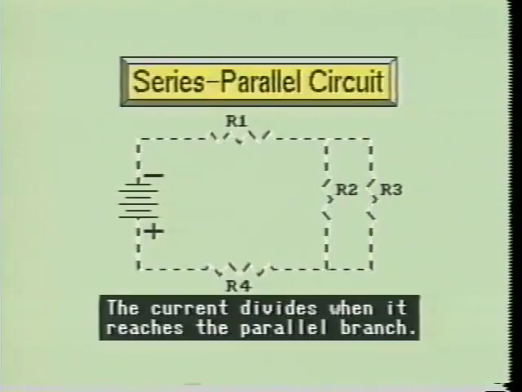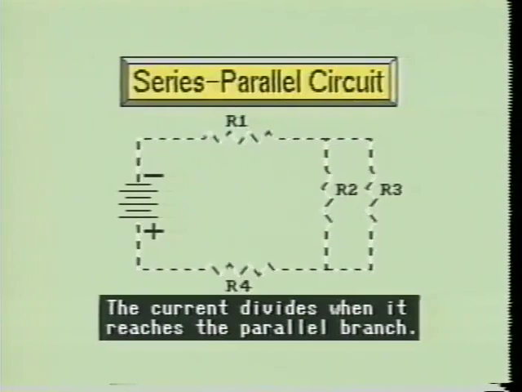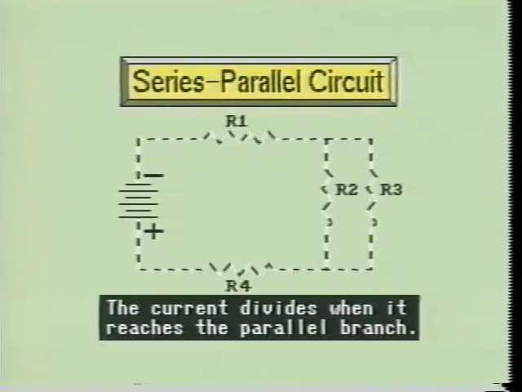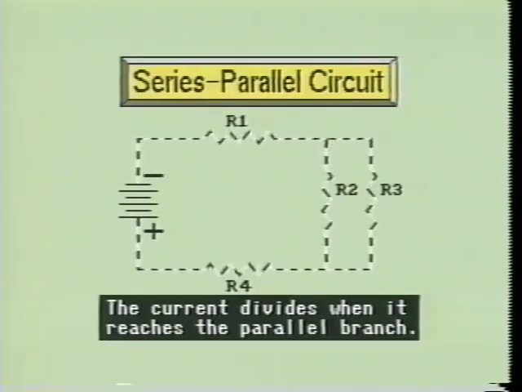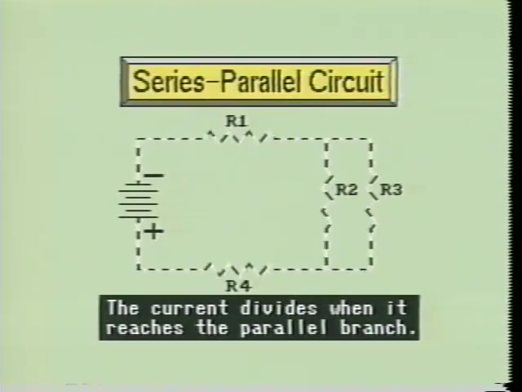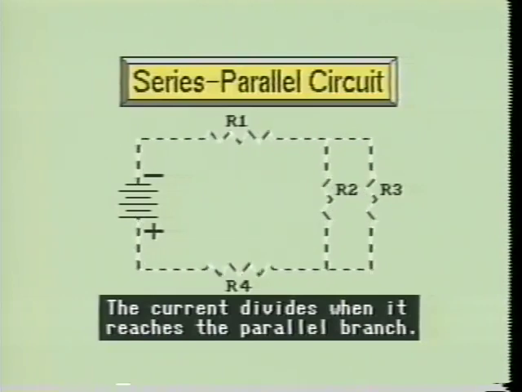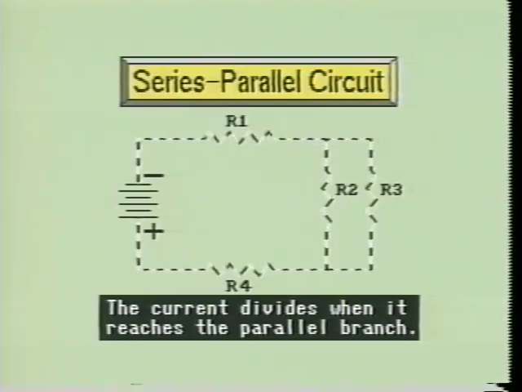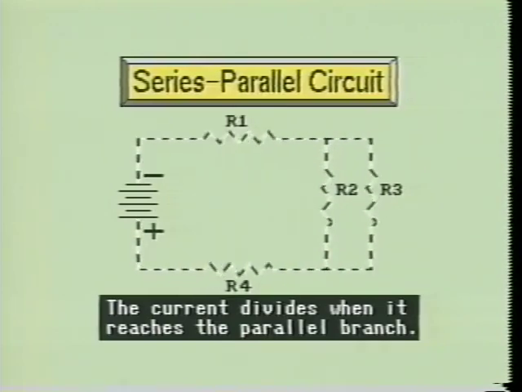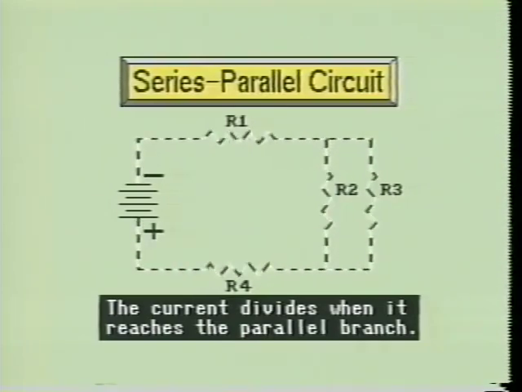As you will recall, the current divides when it reaches a parallel branch. Therefore, to determine the amount of current flowing through each branch of the parallel network, you must use Ohm's law, I equals E over R. The voltage value would be the voltage drop which was determined using the equivalent resistance value. The resistance value will be the actual resistor in the parallel branch.